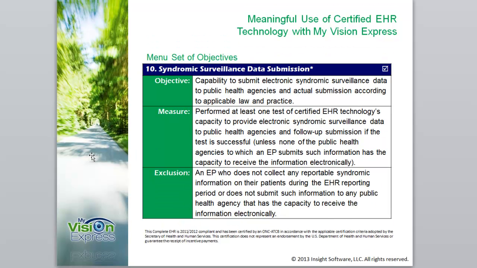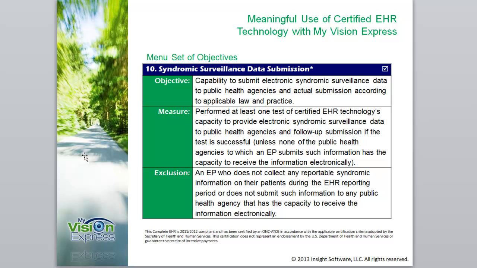Number 10 would be syndromic surveillance data submission. The objective is the capability to submit electronic syndromic surveillance data to public health agencies and actual submission according to applicable law and practice. The measure is to perform at least one test of certified EHR technology's capacity to provide electronic syndromic surveillance data to public health agencies and follow-up submission if the test is successful, unless none of the public health agencies to which an EP submits such information has the capacity to receive the information electronically.